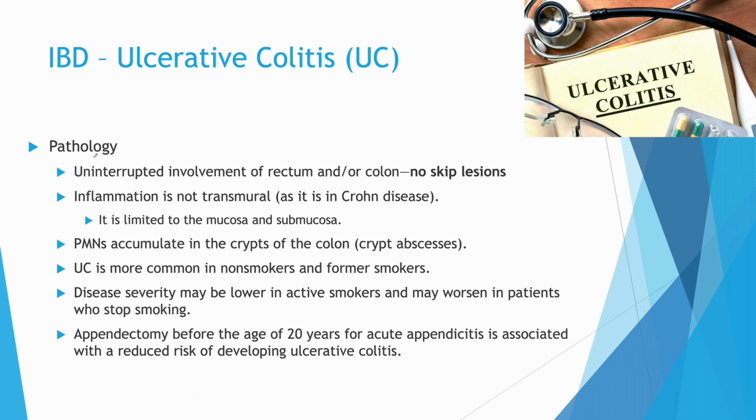This is not pathophys, but it's important to understand the major differences between UC and CD. Uninterrupted involvement, this is continuous. It starts from the rectum and it can work its way up the colon. It has no skip lesions. It doesn't do a little bit here, skip this portion, and then go here and skip and then go here. It's continuous. It is not transmural. It is limited to the mucosa and submucosa, so you don't see the same complications with ulcerative colitis that you do with Crohn's disease, including the abscesses and the fistulations. You do see crypt abscesses, which are a little different from frank abscesses or fistulations.